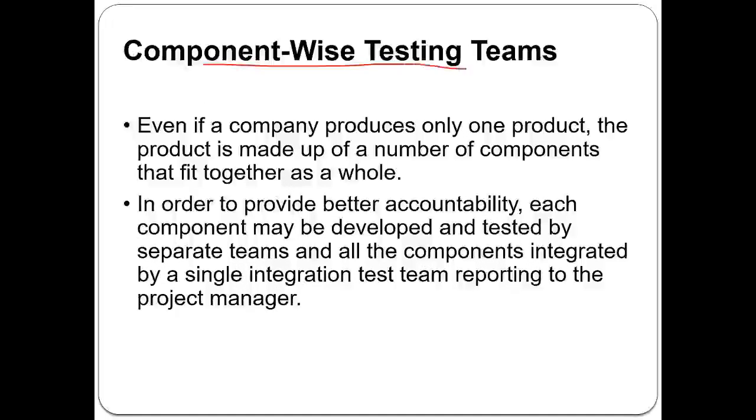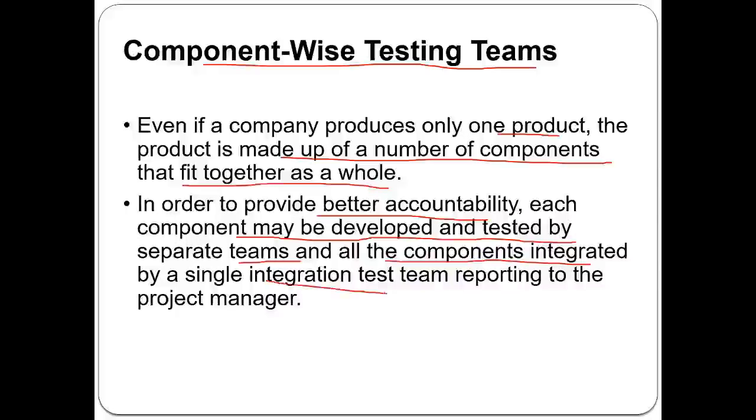Next we'll see component-wise testing teams. Even if the company produces only one product, the product is made up of a number of components that fit together as a whole. As we discussed earlier, whenever you say a software product, it has many components and modules. Whenever these modules are developed, these components have to be integrated to make a whole system. So in order to provide better accountability, each component may be developed and tested by separate teams, and all the components integrated by a single integration testing team reporting to the project manager.